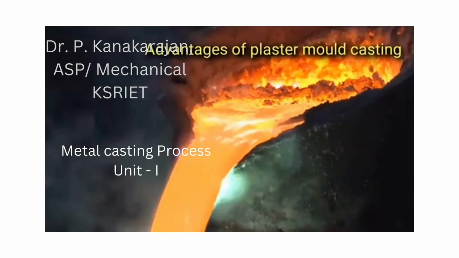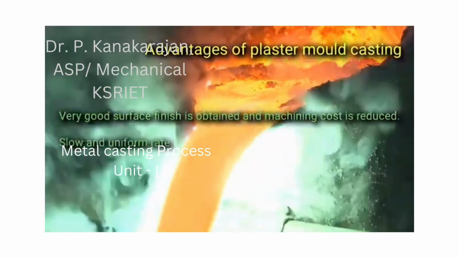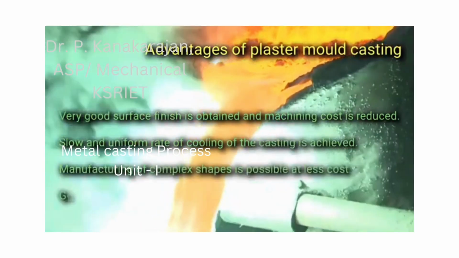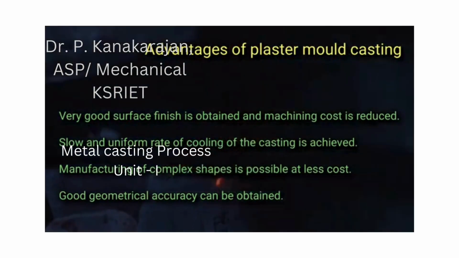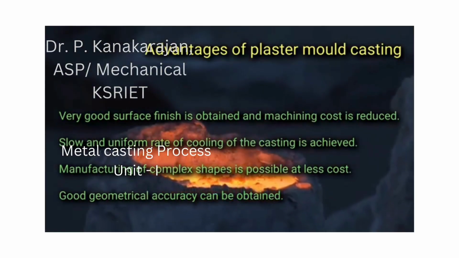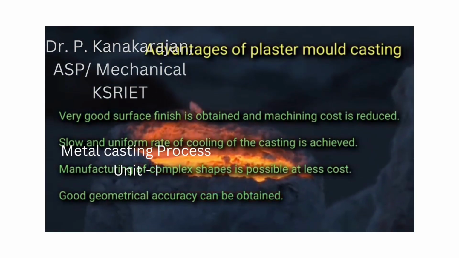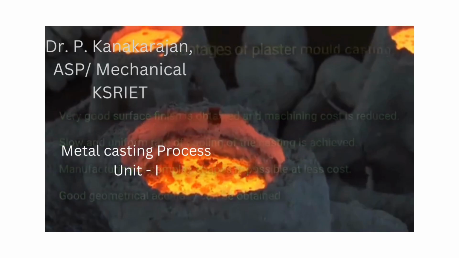Advantages of plaster mold casting. Very good surface finish is obtained and machining cost is reduced. Slow and uniform rate of cooling of the cast is achieved. Manufacturing of complex shapes is possible at less cost. Good geometric accuracy can be obtained.